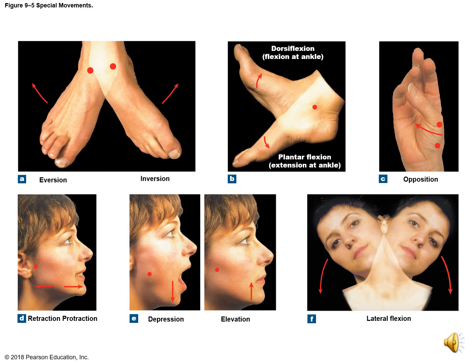Depression and elevation refer to structures that move either in an inferior direction, which is depression, or in a superior direction, which is elevation. Depression is such as opening your mouth, where you depress the lower jaw down, and when you close it, you are elevating the lower jaw. The last movement is lateral flexion. This refers to the vertebral column, and it allows you to bend side to side with the vertebral column.